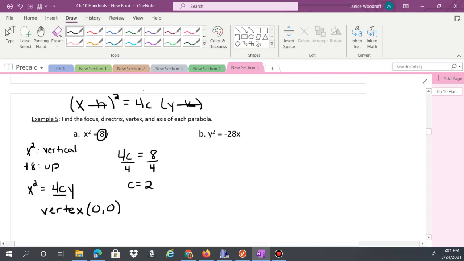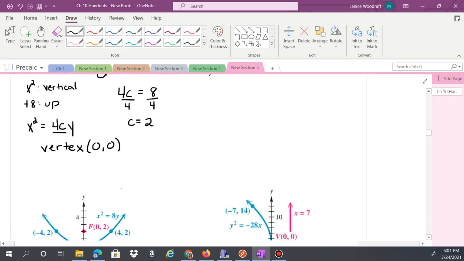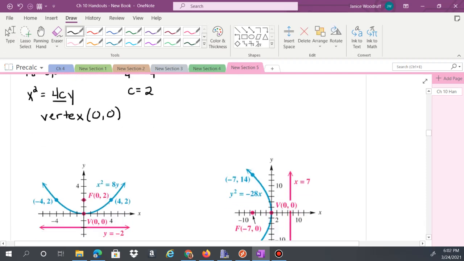So there's no H and there's no K in this, so that's 0, 0. All right, so the vertex is 0, 0. The focus is then the distance from the vertex. You can visualize it. You know it's going vertical. So you know it's vertical, 0, 0. So it's going to be 2 values up because it's going up. So you would just go up, and then you get 0, 2 as your focus point.